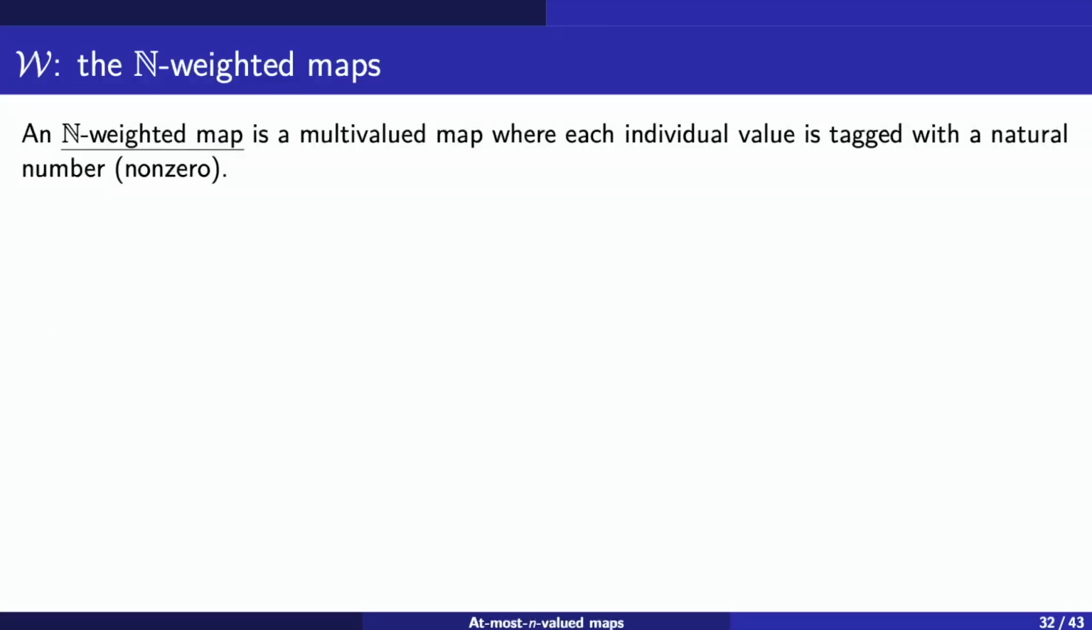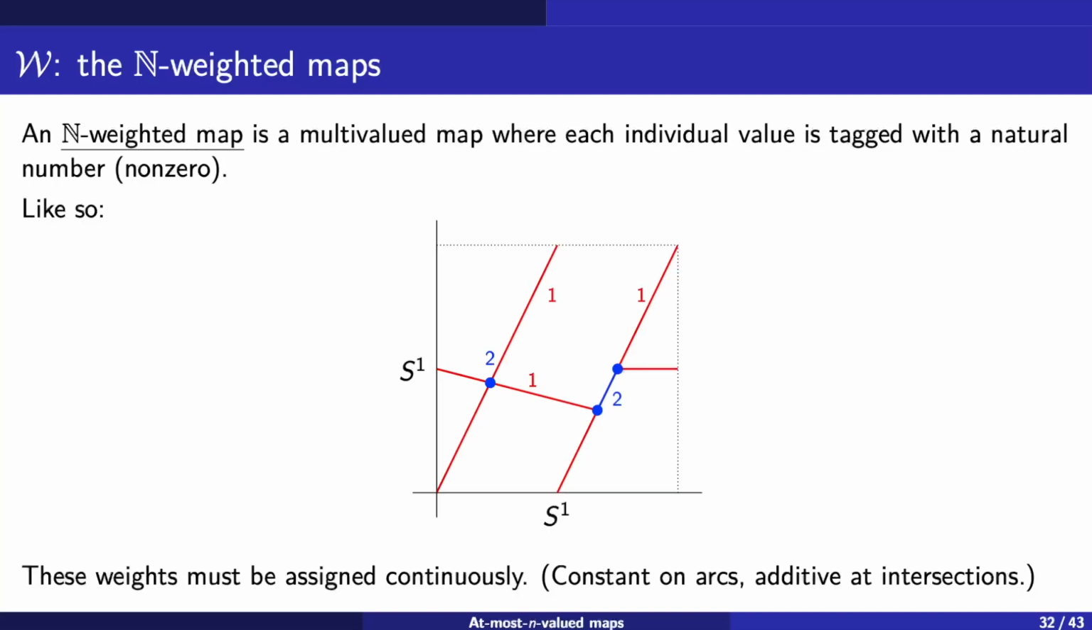And this is the definition. I suppose I'm giving you an intuitive version of the definition. It's a multi-valued map where each individual value is tagged with a natural number, which is called the weight, and those weights are non-zero. For instance, something that looks like this. So this is just like one of my other examples, but I am additionally giving particular number values to every point on the graph. And the weights must be assigned continuously.